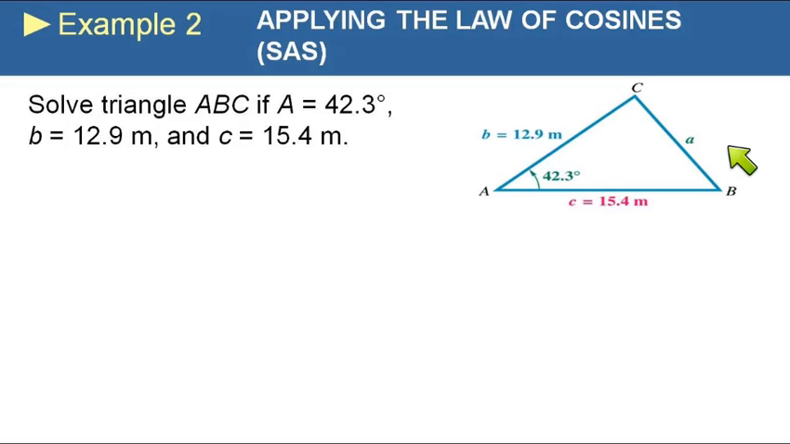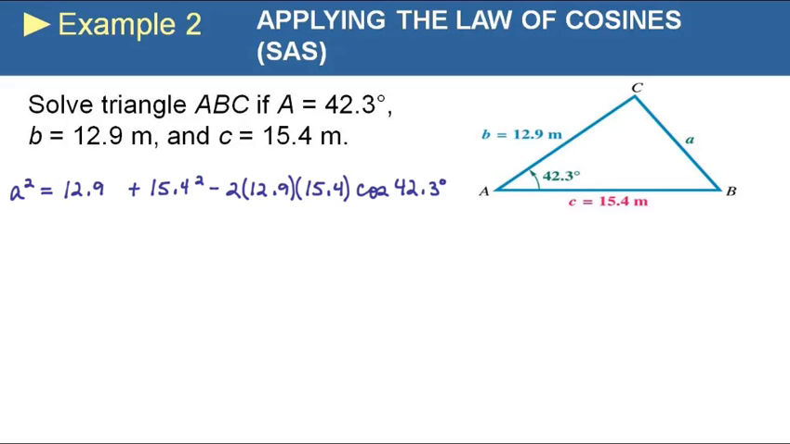And since we're looking for side a, let's choose the version of the law of cosines that starts with a squared. So a squared equals b squared plus c squared minus 2bc cosine A. And I'm just noticing that I'm missing a square here. Okay. So let's plug that in the calculator and get a value for a squared. a squared is about 109.7, and that means a is about 10.5.